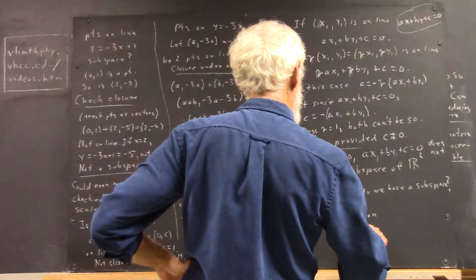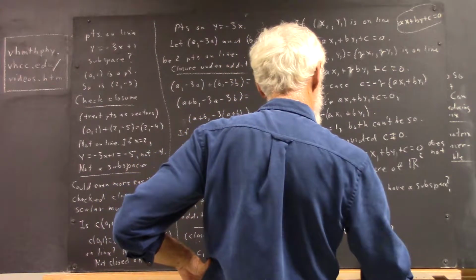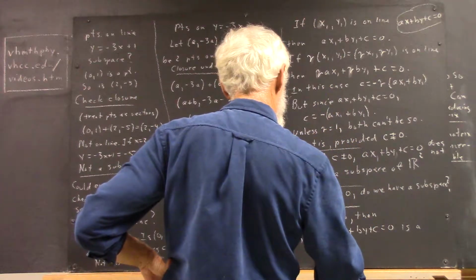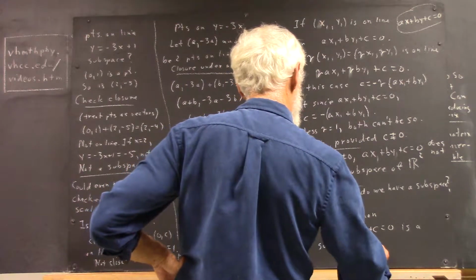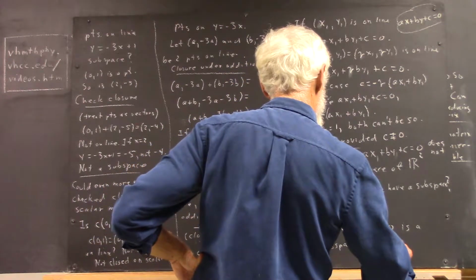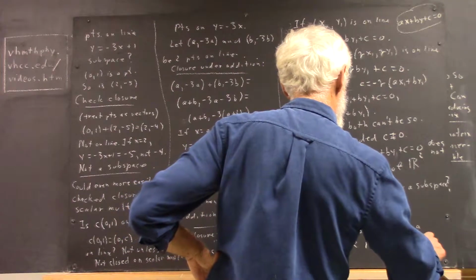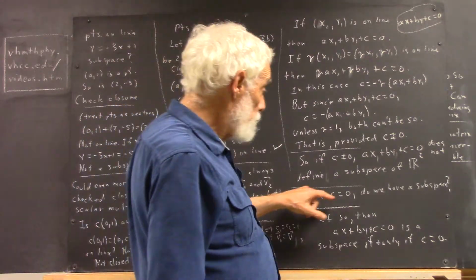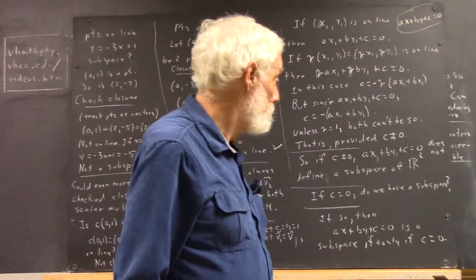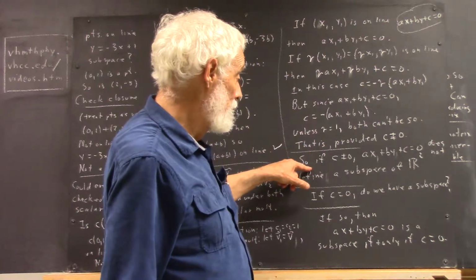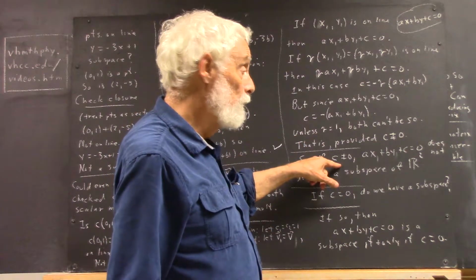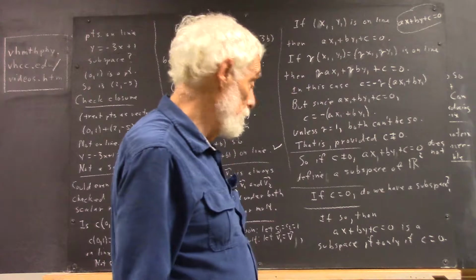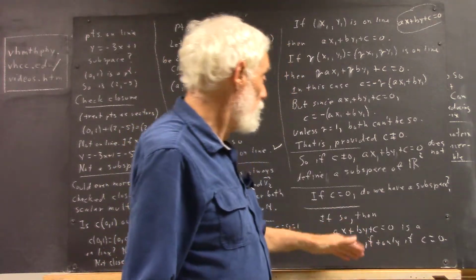that Ax + By + C = 0 is a subspace if and only if C equals 0. Okay? This proves that if C equals 0, we have a subspace, right? This proves that if C isn't 0, we don't have a subspace. So in order to have a subspace, C has to be 0. So it proves that only if C equals 0 do we have a subspace.